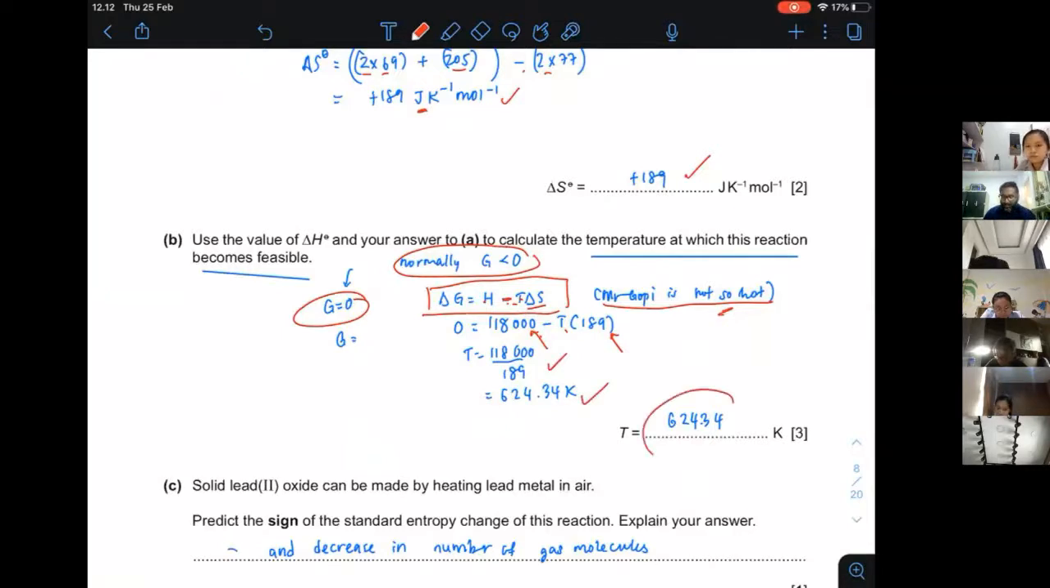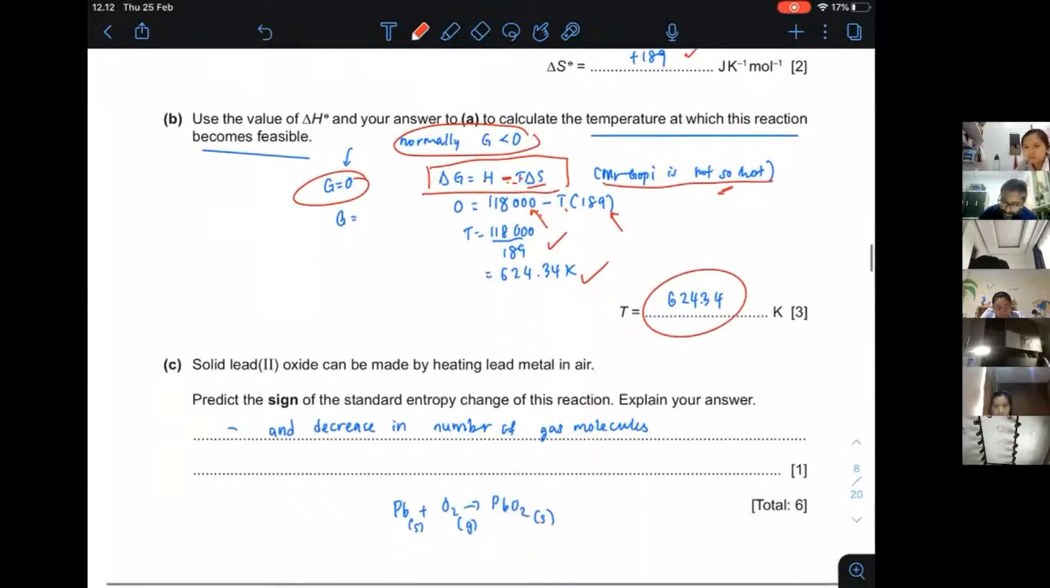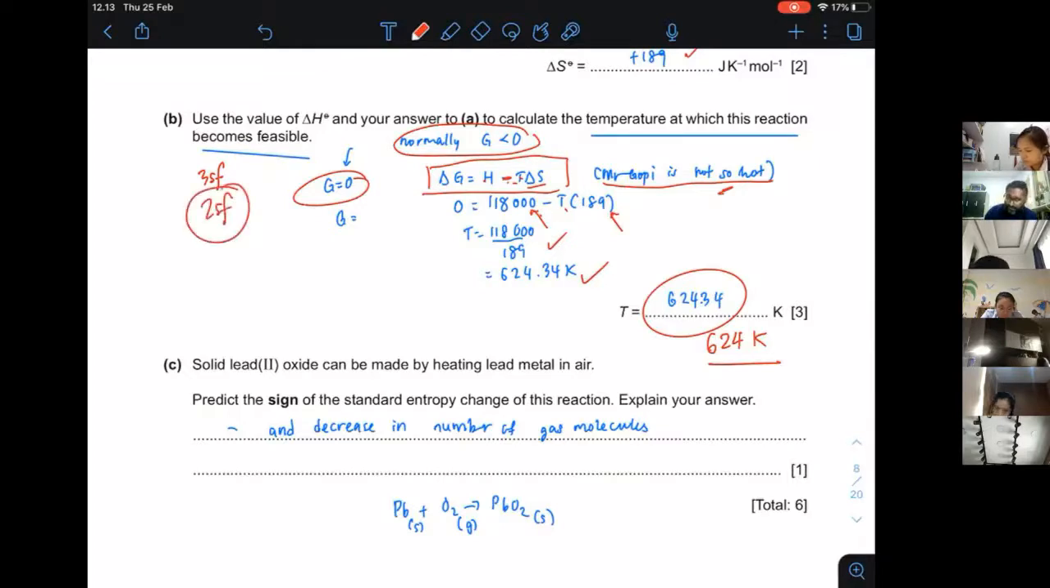You can give your answer like this. Normally, I'll suggest you give it in this form, 624.34, or it's fine to write down 624 Kelvin. It's still fine, 3 significant figures. But if in the question they say you must use 3 significant figures, then you must use 624. Or if it must be 2 significant figures, the answer will be 620. That's going to be 2 significant figures. So please adjust accordingly.